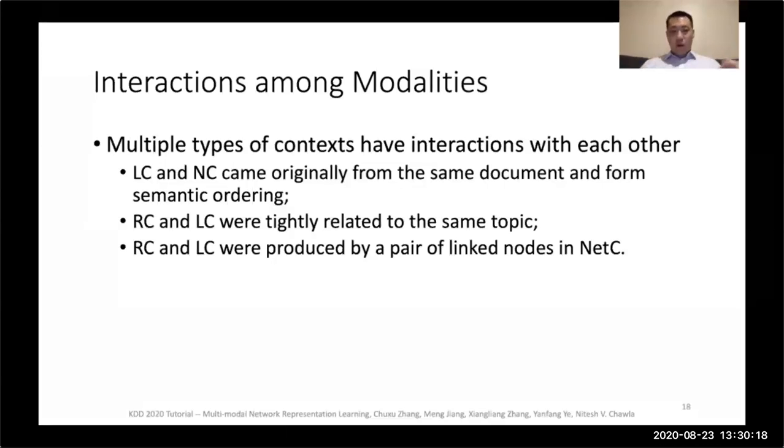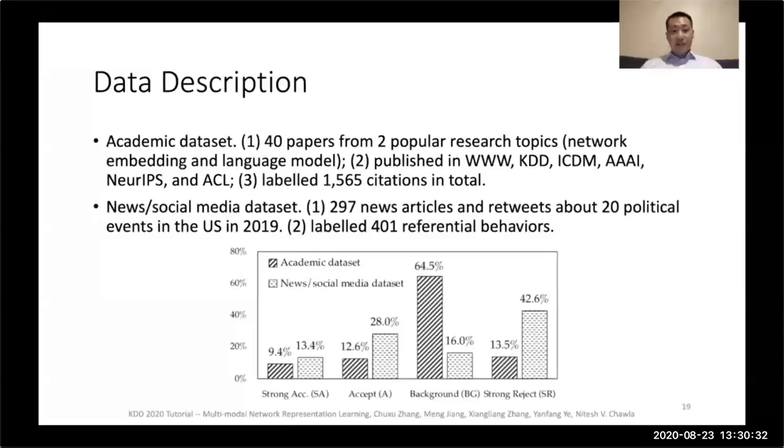So RC and NetC, the referred content and the network context, should be interacted, and the local content and the network context should be interacted. The data here: we collected around 40 papers from 2 popular research topics, published in data science, data mining, or machine learning conferences, and then labeled 1,500 citations in total.